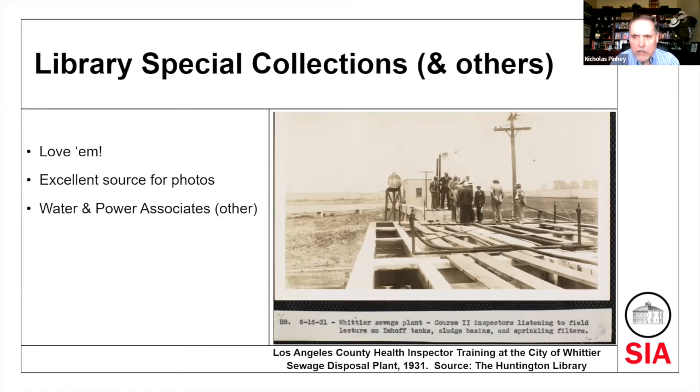In this case, the Huntington Library was able to produce several photos of the plant from 1931, which are very useful for identifying the plant's layout, plant processes, and the plant location with respect to residential development and agricultural uses in the vicinity. That particular photo is oriented looking to the west, and you can see there's basically nothing in terms of development in that particular horizon at that time.